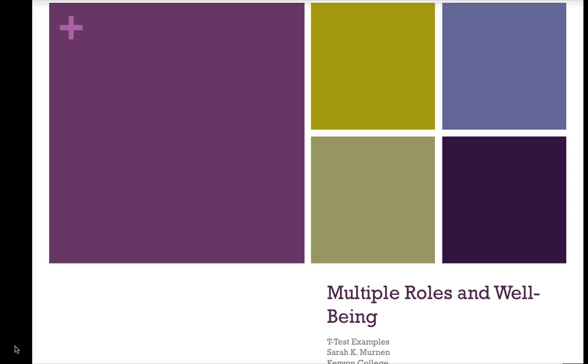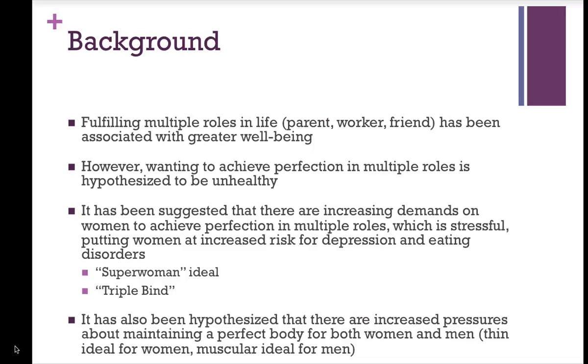Okay, in this example of t-test, I'm going to talk a little bit about a data set we've collected concerning multiple roles and well-being. So basically, fulfilling multiple roles in life has been associated with greater well-being. However, wanting to achieve perfection in these roles is hypothesized to be unhealthy.